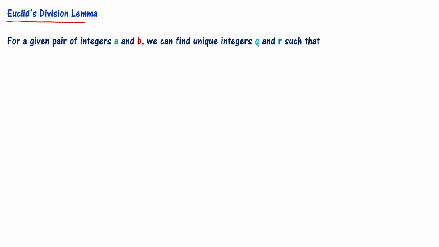Let us now learn about Euclid's division lemma. Euclid's division lemma says that for a given pair of integers a and b, we can find unique integers q and r such that a is equal to b times q plus r, where r is less than b and greater than or equal to 0.